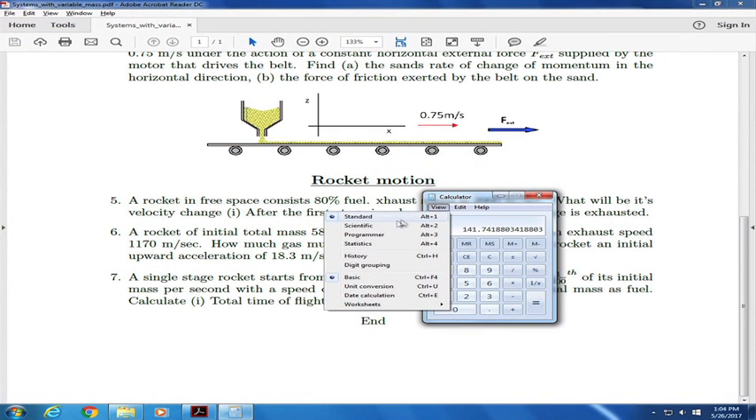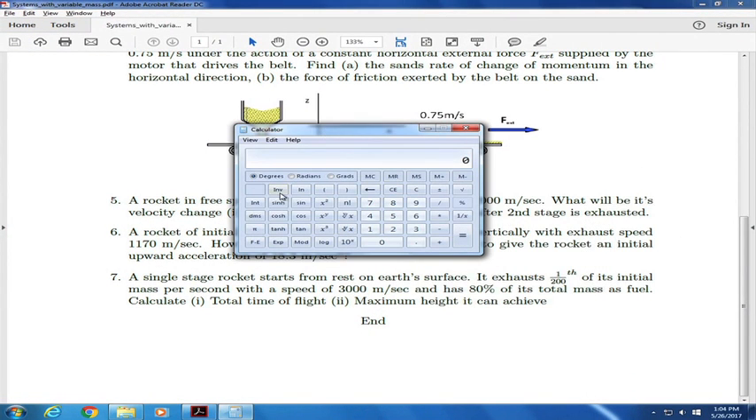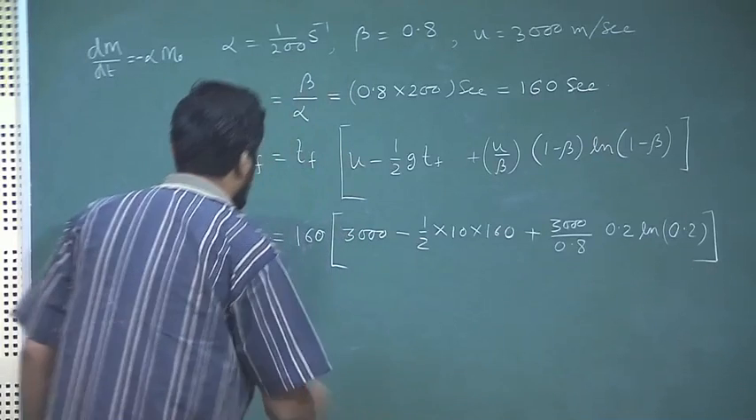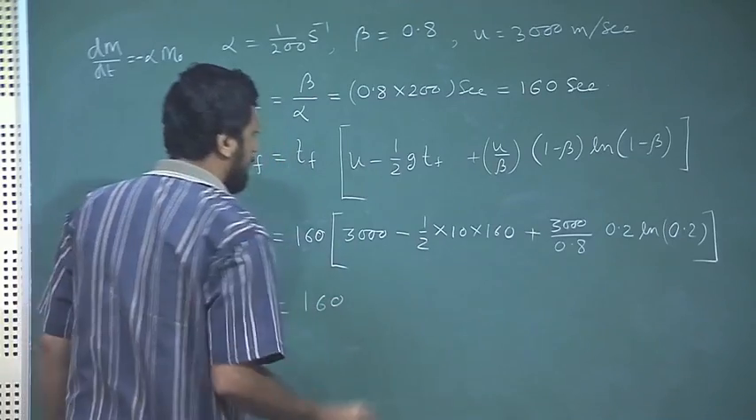We have to go to this scientific view, right. So, let us start with the calculation of 0.2 ln, which is a negative number, and we multiply this whole thing with 0.2 and we multiply it by 3000, divide it by 0.8, which will give minus 1027. Okay. So, once we go back here, it is 160.